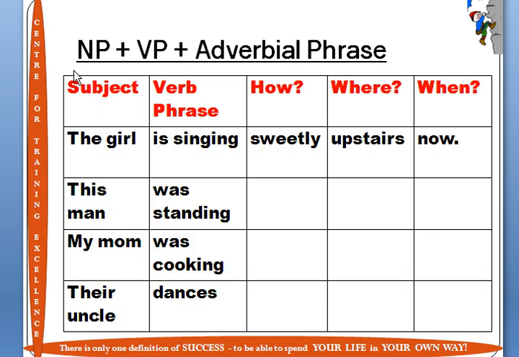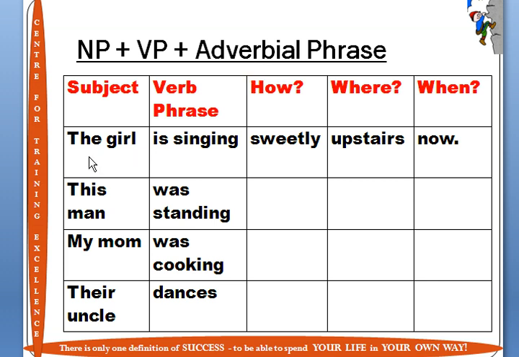Now, here is another sentence structure. It begins with a noun phrase, then we have a verb phrase, and then we have an adverbial phrase. What is an adverb? An adverb tells us more about the verb. Adverb, adding to the verb.